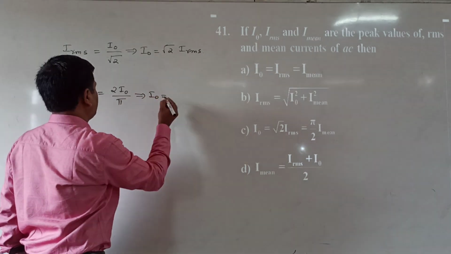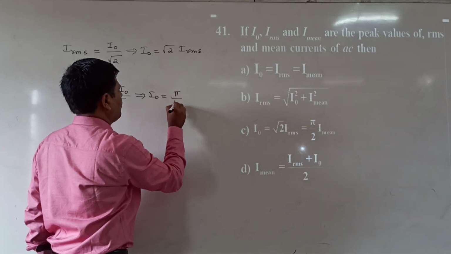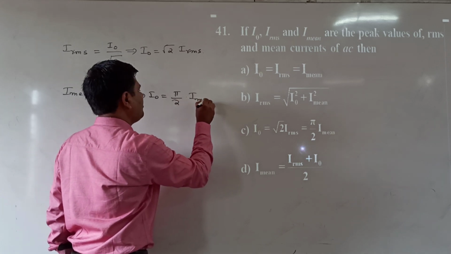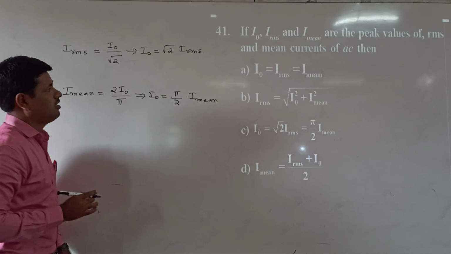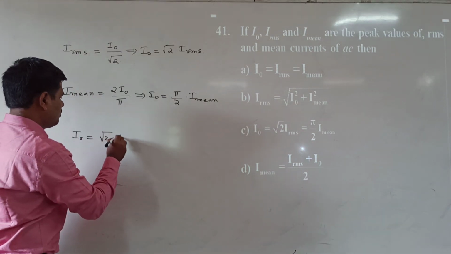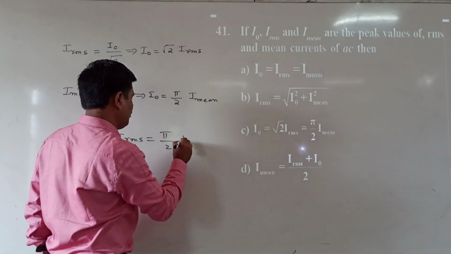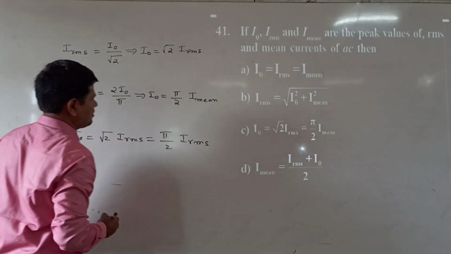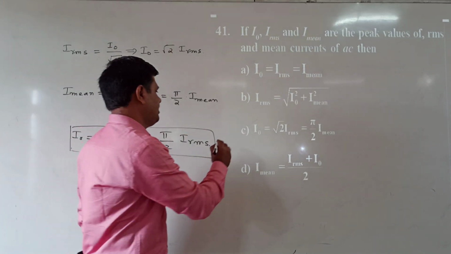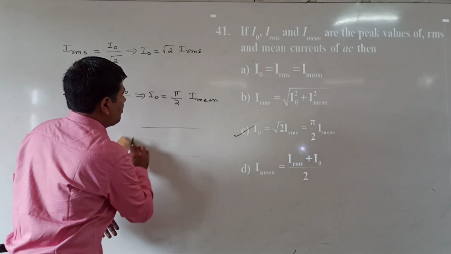Also from I mean, I naught is equal to pi by 2 into I mean. So we write I naught is equal to root 2 into I RMS, which is equal to pi by 2 into I mean. From this, which option is correct here? C option is correct. This is question number 41.